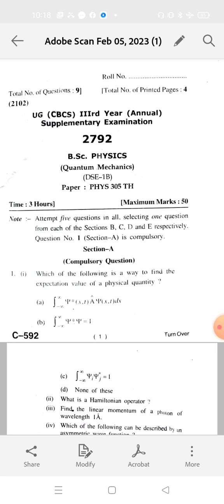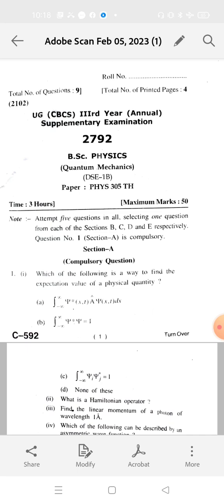Today we will discuss the question paper of quantum mechanics of BSc third year, which was asked in the supplementary examination held in October-November 2022. This question paper is constituted of 50 marks and we have to attempt all questions in 3 hours.